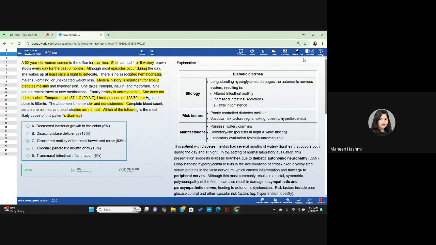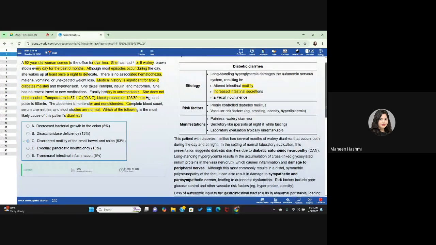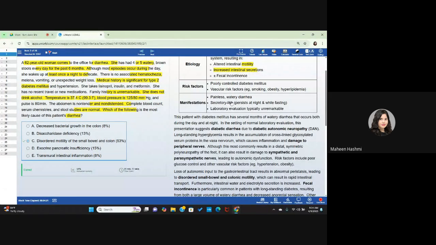All right, again, so diabetic diarrhea. We understand that long-standing hyperglycemia causes altered intestinal motility, and as a result, we have increased intestinal secretions. Poorly controlled diabetes mellitus is a very important risk factor for that. It's also associated with smoking, obesity, etc. So you have painless watery diarrhea. It's secretory in nature, so it persists at night while fasting.